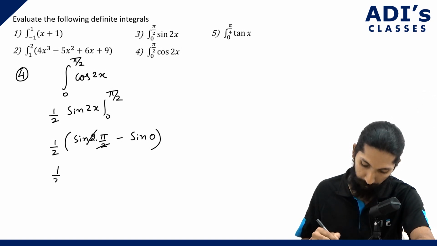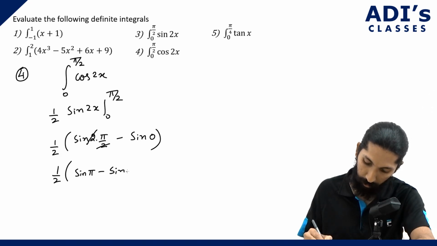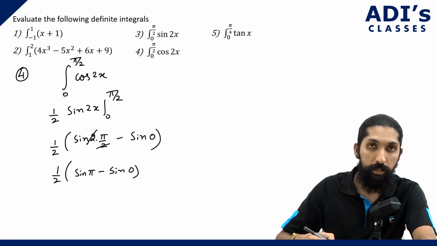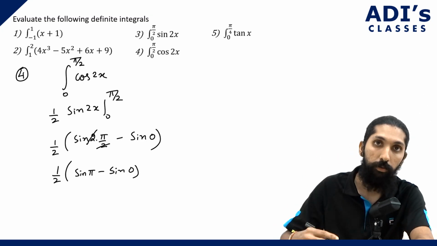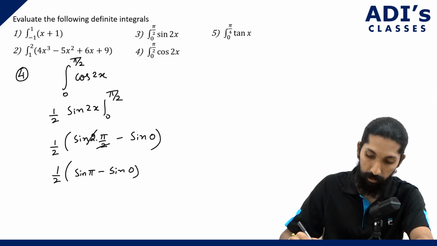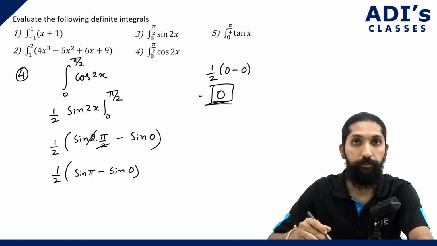So we have half of sine pi minus sine 0. What is sine of 180? 0. What is sine 0? 0. That means the final answer is going to be half of 0 minus 0. So the answer is 0. That's all. This is the answer. Such a simple problem.